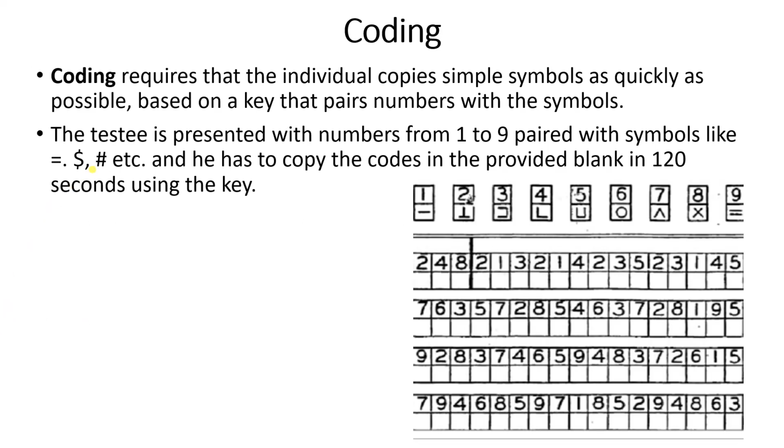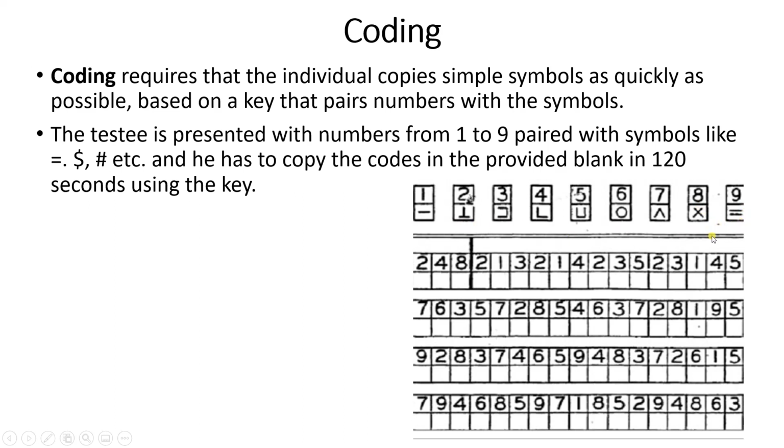This is the test. For example, you can see the 1 is associated with this dash, this inverted T is associated with 2, this reverse direction C is associated with 3, this L is associated with 4, U is associated with 5, O is associated with 6, this caret sign is associated with 7, the multiplication sign or X is associated with 8 and the equal to sign is associated with 9.